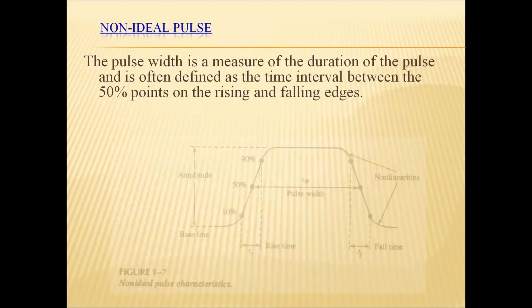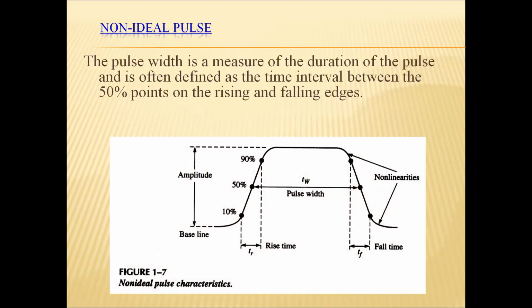You can see here, the pulse width is a measure of the duration of the pulse and is often defined as the time interval between the 50% points on the rising and falling edges. As you can see here, this is rising, this is falling, and this is the 50% point. So this width is actually taken as the pulse width.